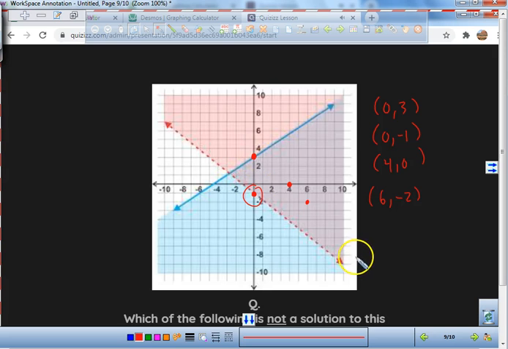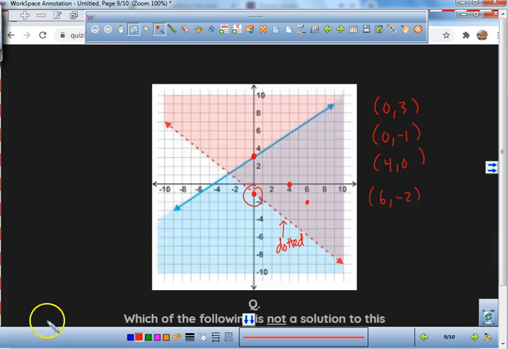This is the one that's considered to be not a solution. Why? Because this line is what? Dotted. That's why 0, -1 is not a solution. And you had to find the one that was not a solution, not the one that was.